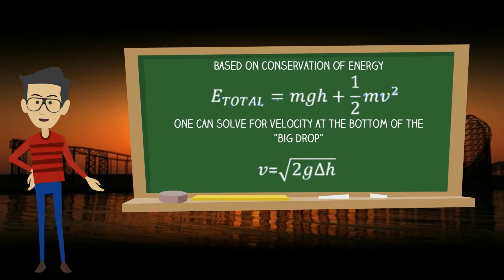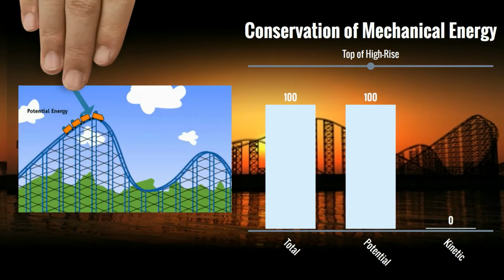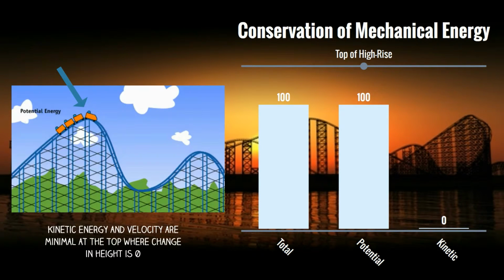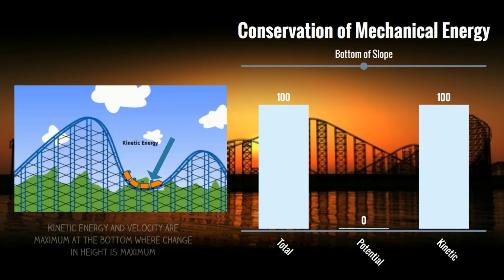Based on the conservation of energy, total energy equals potential energy, mass times gravity times height, plus kinetic energy, which is 1/2 mass times velocity squared. One can calculate the velocity at the bottom of the drop, as well as other points along the roller coaster path. Following the car through its range of motion on the big drop, it has a maximum potential energy with minimal kinetic energy at the top of the drop, and maximum kinetic energy with minimum potential energy at the bottom of the drop.